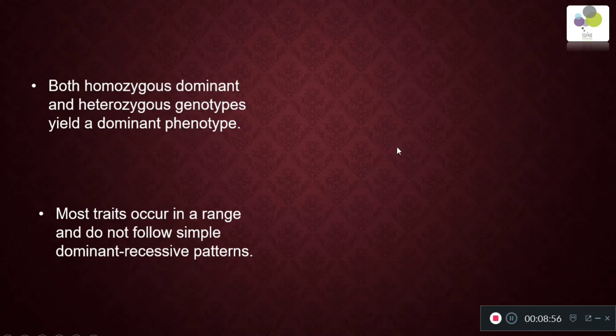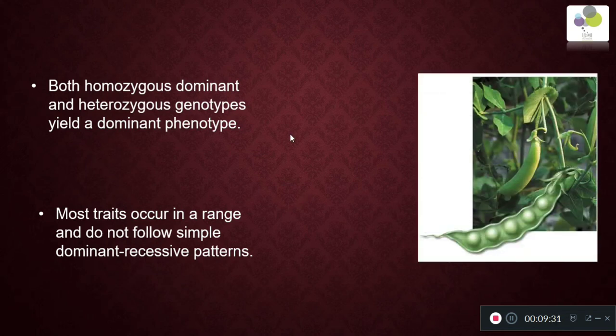All of this was just talking about the traits that Mendel experimented on in the pea plant. The pea plant is a simple plant with a very small range of traits, and every characteristic has just two forms. Most traits occur in a range and do not follow the simple dominant-recessive pattern. Next time, inshallah, we are going to talk about incomplete dominance and codominance. Here, smooth is dominant, and compressed is recessive.